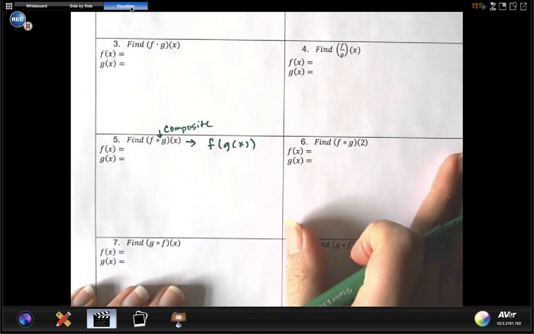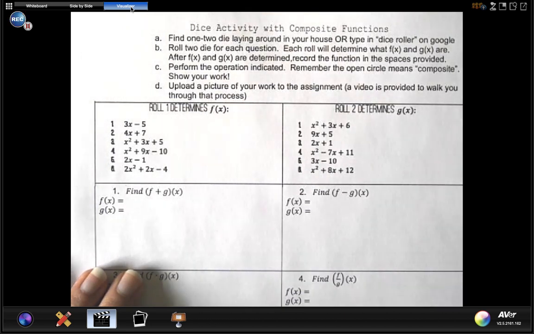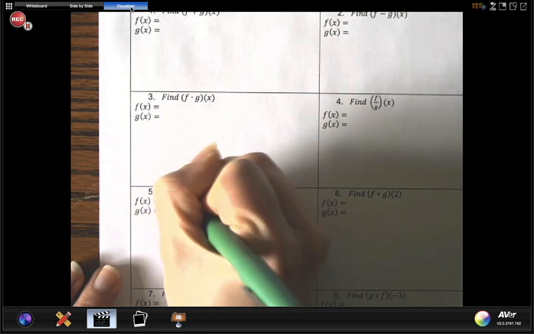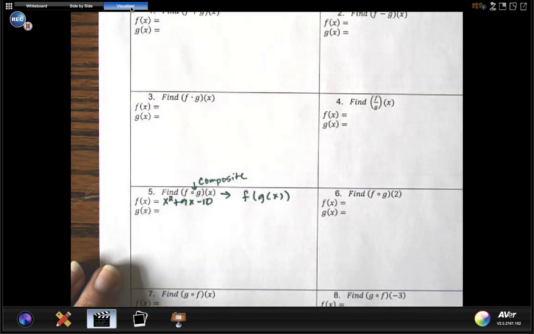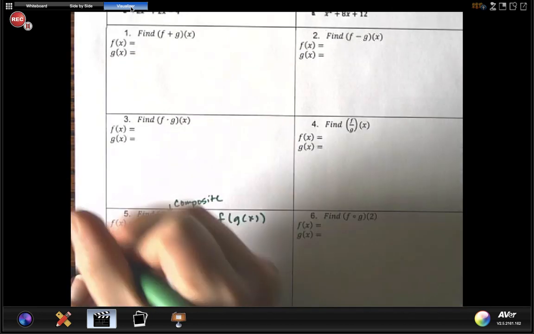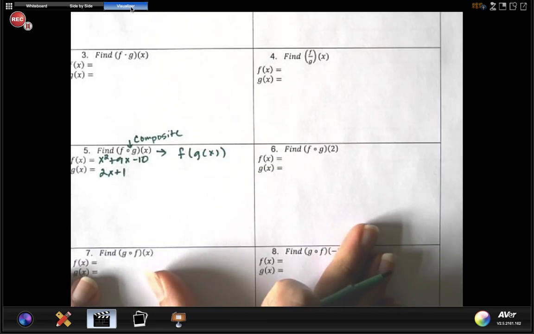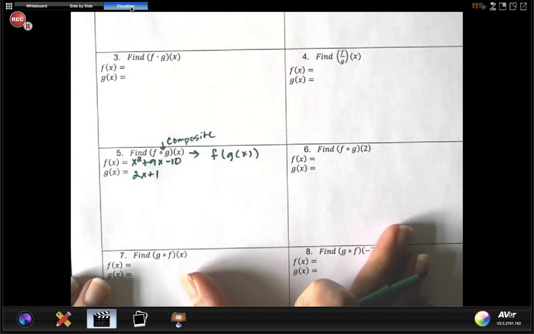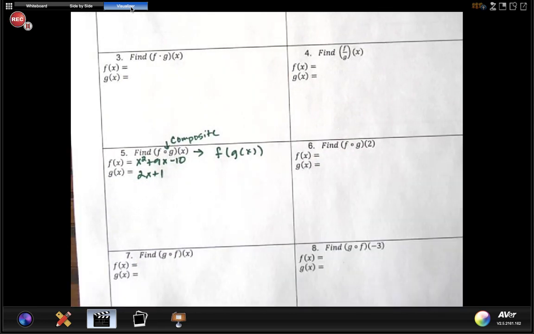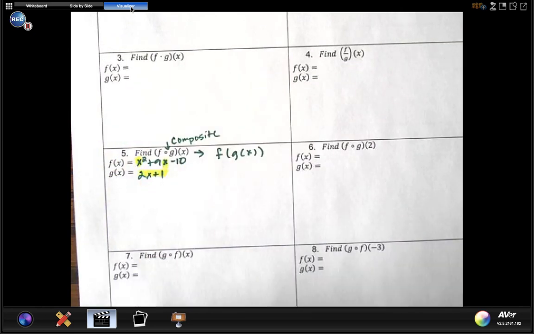It doesn't really matter which ones you pick. So if I come up top here, let's say I pick x squared plus 9x minus 10 for f. And then for g, let's say I pick number 3, which was 2x plus 1. Essentially, if I have f of g of x, this whole thing right here is going to fill in for this x and this x in function f.